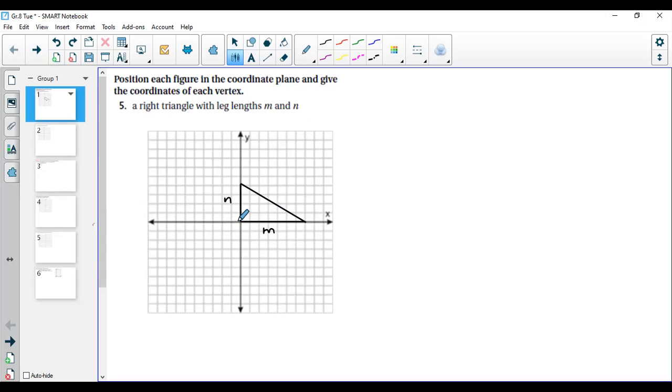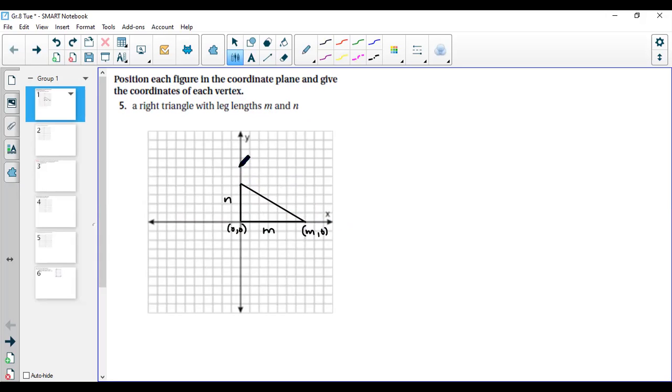Okay, let's name the coordinates, the vertex. So here this is going to be 0, 0, right? This point, this vertex is going to be (m, 0) because the value on the x-axis is m, so it's not on the y-axis, so the y is 0.